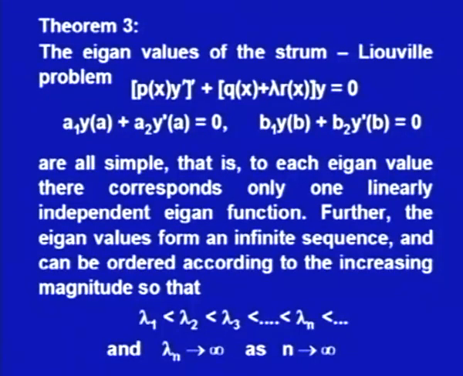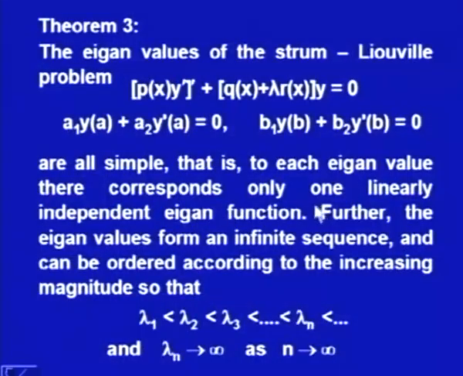Let us see what this theorem is saying. This theorem is saying that for the Sturm Liouville problem, all eigenvalues are simple. You had understood the term simple in terms of roots and the corresponding solutions. Multiple roots means you are able to get two linearly independent solutions. So here what they are saying is all eigenvalues are simple, that is, with respect to every eigenvalue you will get only one linearly independent eigenfunction.